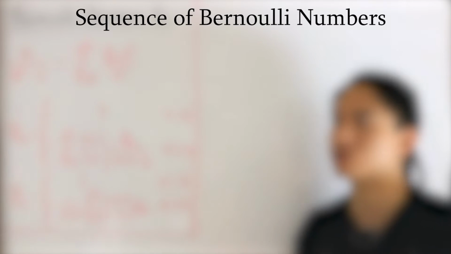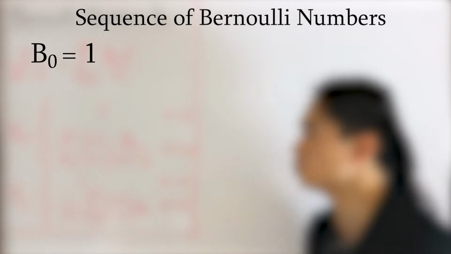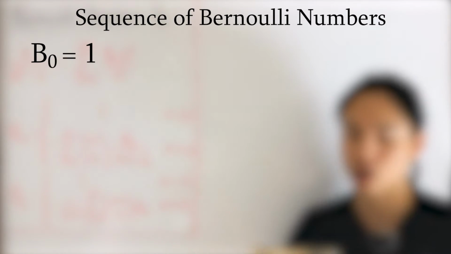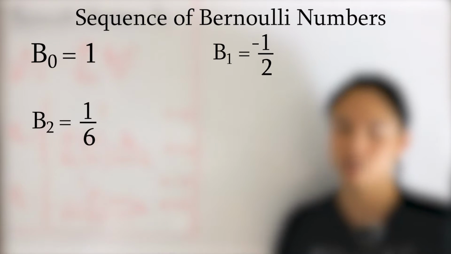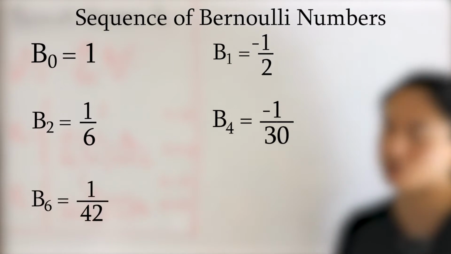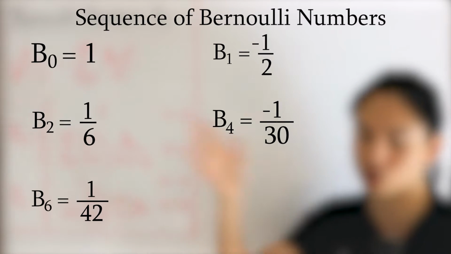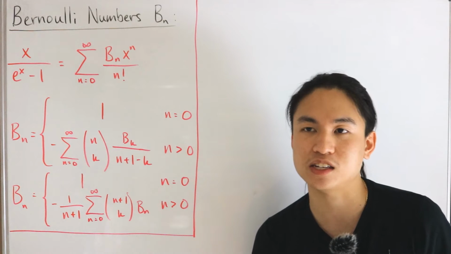So the sequence, if you write the list out explicitly, is that we have b sub 0 equal to 1, just like the definition over here. We have b sub 1 equal to negative 1/2, b sub 2 equal to 1 over 6, b sub 4 equals negative 1 over 30, b sub 6 equals 1 over 42, and the list goes on and so forth. Notice that I didn't even list any of the odd indices.